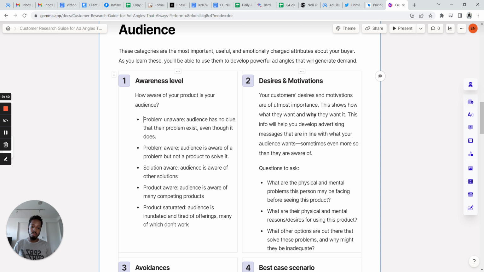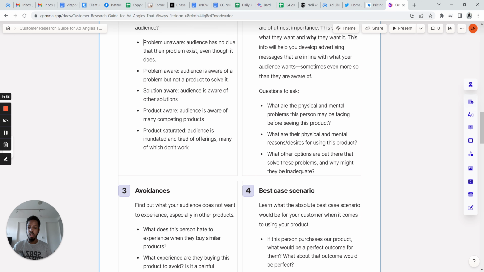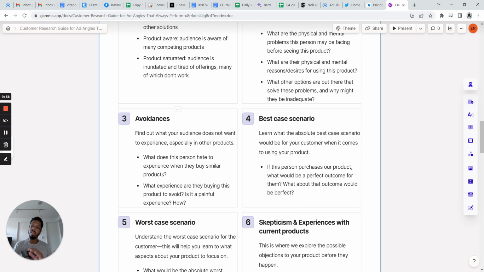Who knows? What other options out there exist that solve these problems, and why might they fall short or be inadequate? This is going to help you as well with your copywriting because it'll help you understand what options are going to be out there that they currently have access to that don't work. Avoidances. Find out what your audience does not want to experience, especially in other products.